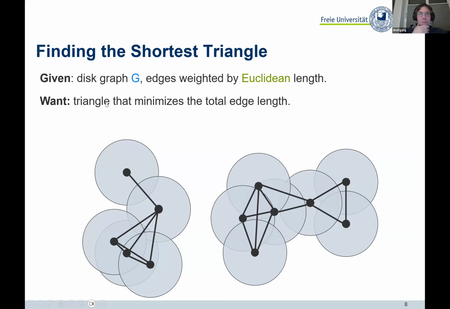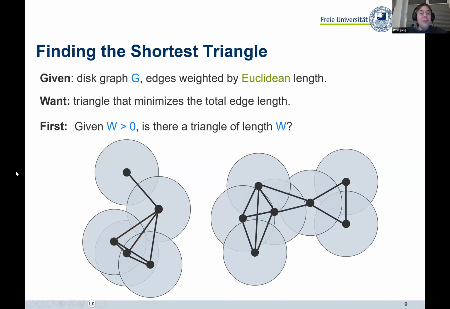But not any triangle, but the shortest triangle, the one that minimizes the total length. And again, we want to do that faster. So in this example, I think this could be the shortest triangle, but maybe somebody has a good eye and can argue that another triangle is shorter. I'm not sure, but maybe this one is the shortest triangle.